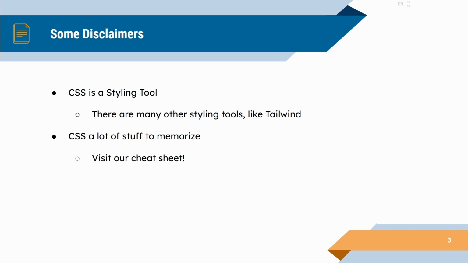CSS is a styling tool, and there are many other styling tools like Tailwind, which are used a little bit more often these days, but CSS still remains quite dominant as a styling tool. With CSS, there's a lot of stuff you have to memorize, and don't waste too much effort on memorizing it. We'll have a cheat sheet to use, and there are many cheat sheets on Google and MDN Docs, so don't focus too much on memorizing. Just learn how to look things up in a cheat sheet or how to Google properly. All right, let's get started.